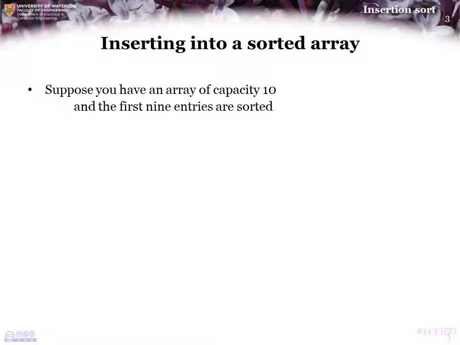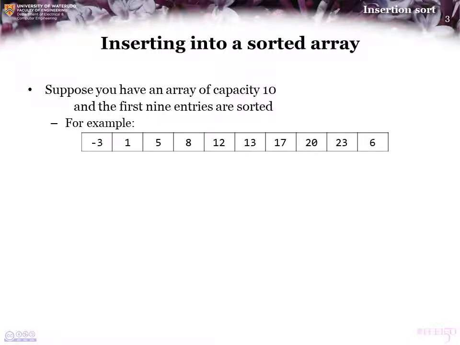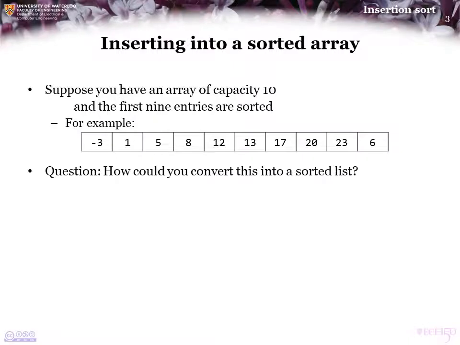Now, suppose that you have an array of capacity 10 and the first 9 entries are already sorted. So for example, here we have an array with 10 entries, and you'll observe that the first 9 entries are sorted, but the last entry, 6, is out of place. Question: how could you convert this into a sorted list? Well, the obvious answer is, of course, to take 6 and place it between 5 and 8. But how could we do this algorithmically?